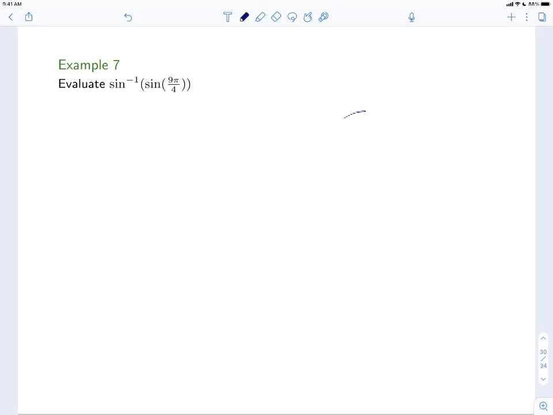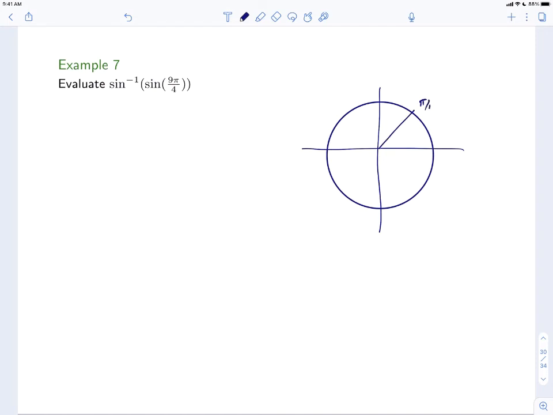Let's just draw our unit circle here. And let's draw in some axes, like so. So where is 9 pi over 4? Well, this right here, that's 1 pi over 4, and then we have 2 pi over 4, and then this one right here would be 3 pi over 4, and then 4 pi over 4 is pi, and then we have 5 pi over 4, 6 pi over 4, 7 pi over 4, 8 pi over 4 is 2 pi, of course. And so then 9 pi over 4 is, we're back over here.